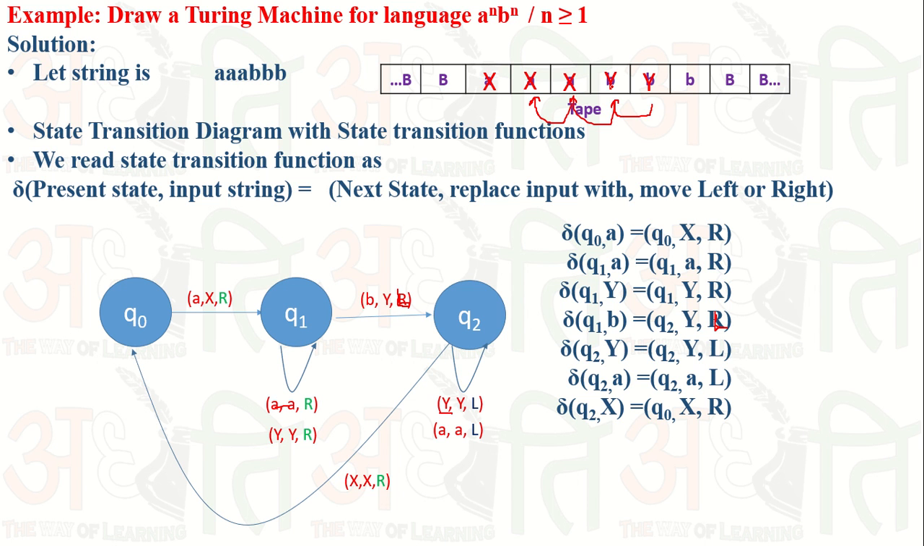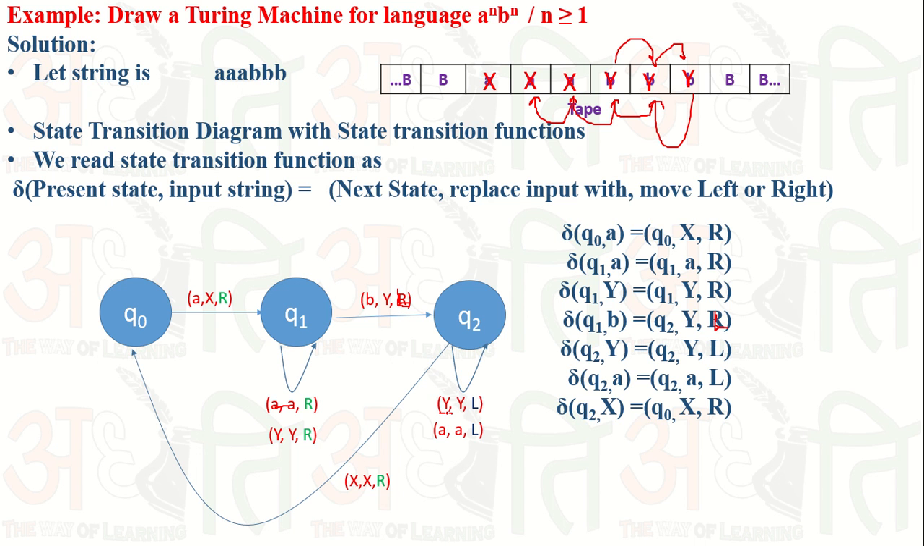When we are facing Y, we replace Y with Y and move further. When again we are facing Y, we replace Y with Y and move further. And after that, when we are facing b, we replace b with Y and move left. Moving left means we are moving back to this particular state.